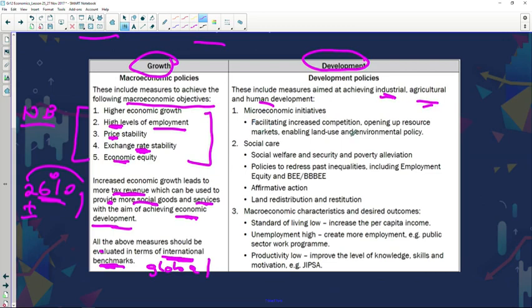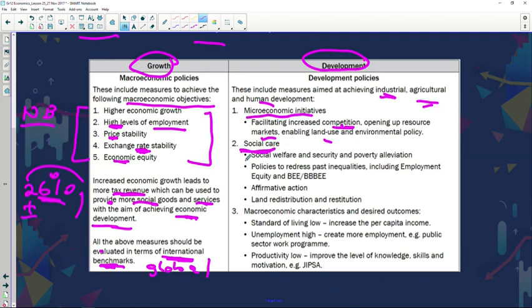facilitating increased competition. We know that competition is a healthy aspect of an economy because it is based on the market forces of supply and demand. So it is a good thing to have competition, opening up resource markets, so that they are not limited to one particular group or to the rich and not to the poor, but are opened up to all members of society, enabling land use and environmental policies to be effective. So that will be part of the microeconomic initiatives under this sector.